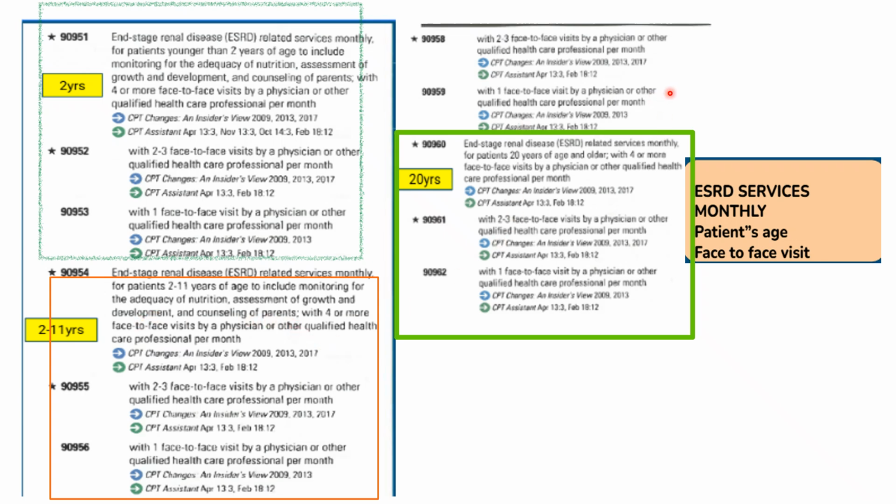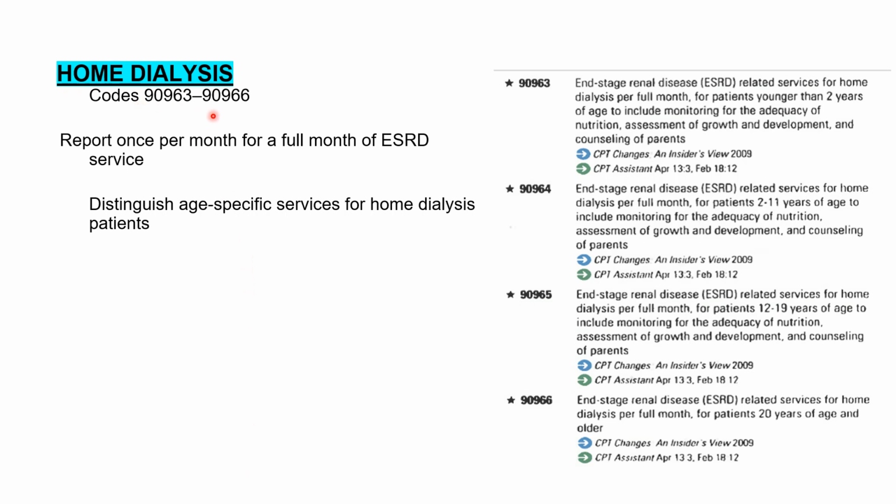So for every group you will see that the patient's age and the face-to-face visits will decide your code. Now the next set of codes, that is 90963 to 90966. All these codes are for home dialysis.